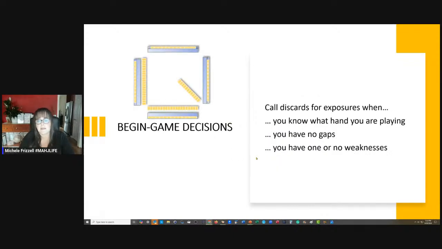In the beginning game, call discards for exposures when you know what hand you're playing, you have no gaps, and you have 1 or no weaknesses. And just contrary to this, if you have a gap and too many weaknesses, don't claim a discard to make an exposure until you have a stronger hand.